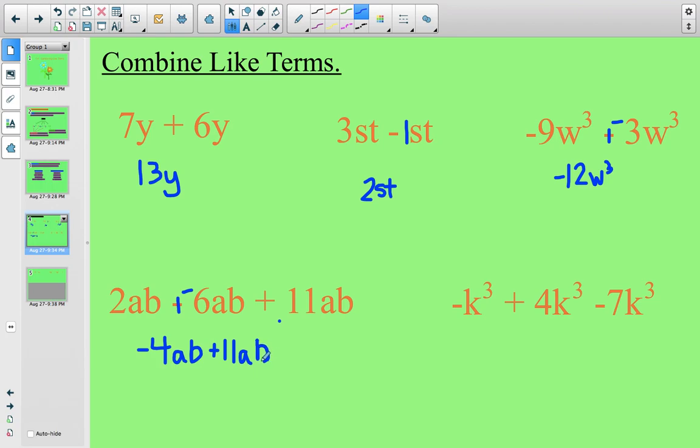Now we can take a look at combining these two terms that we have worked our way down to. They are again like terms because they both have the variable AB. So negative 4 plus 11 would give us positive 7. So our answer to this one is 7AB.